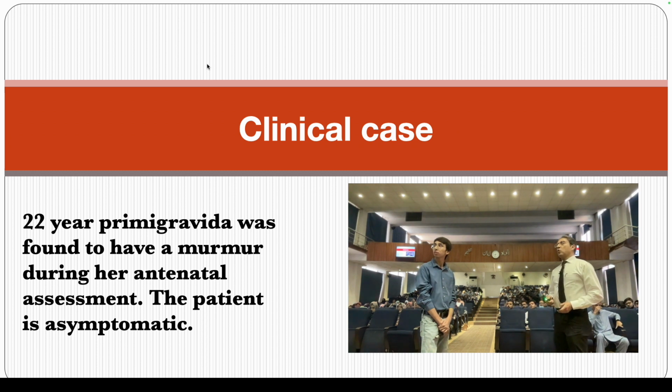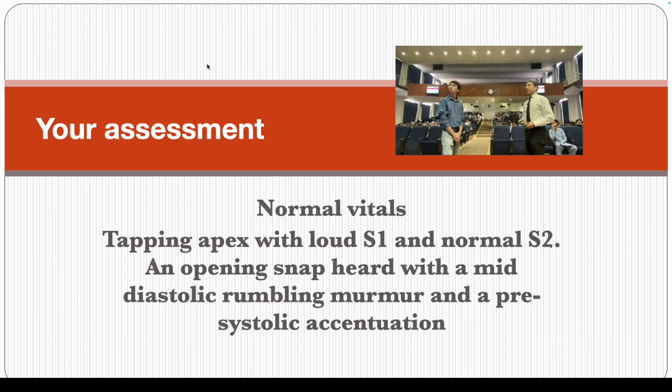Now, a 22-year-old primigravida was found to have a murmur during her antenatal assessment. The patient is completely asymptomatic. The vitals are normal. There is a tapping apex beat with a loud first heart sound and a normal second heart sound. There is an opening snap with a mid-diastolic rumbling murmur and a pre-systolic accentuation.